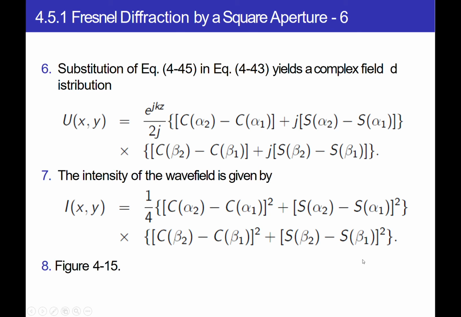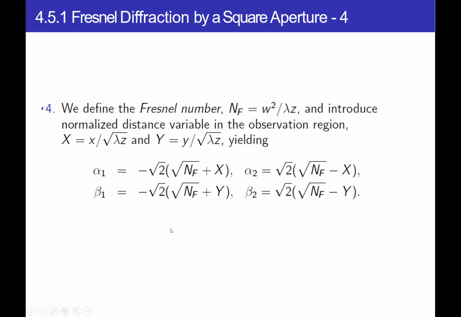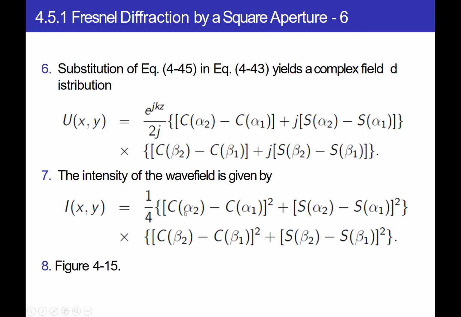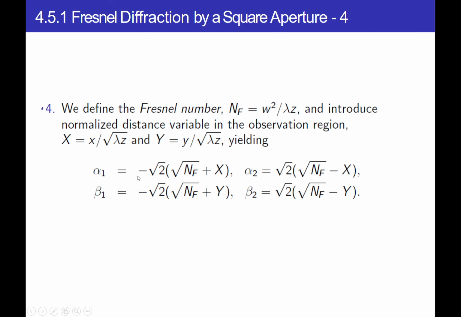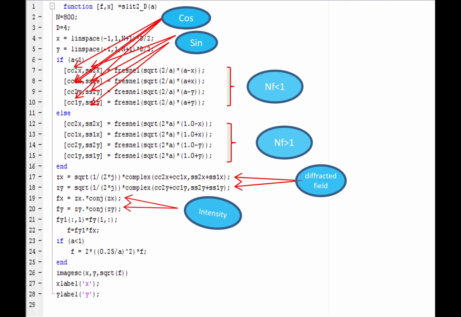And then what we now know here is that once we know how to calculate the Fresnel cosine and Fresnel sine, then everything is done. Okay. Here the limits are alpha 1, alpha 2, beta 1, beta 2. Here alpha 1, alpha 2, beta 1, beta 2 are given, okay, for different values.